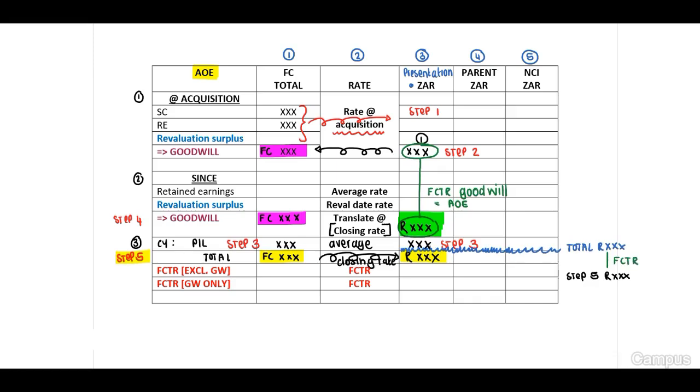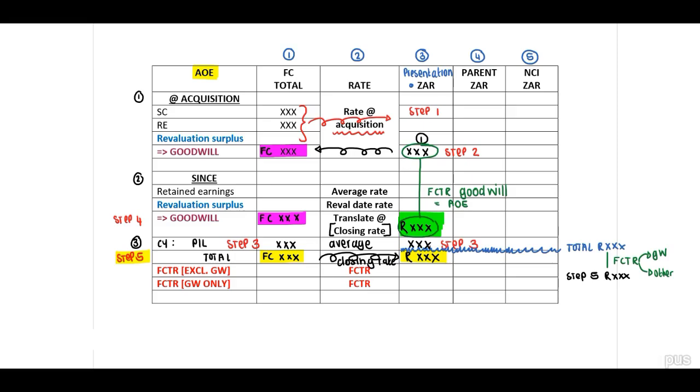Now, what is important to identify, and I've included this in red at the bottom, is that this FCTR will have your goodwill portion as well as your other portion. And the other portion relates to your normal translation of your IAS 21 principles.